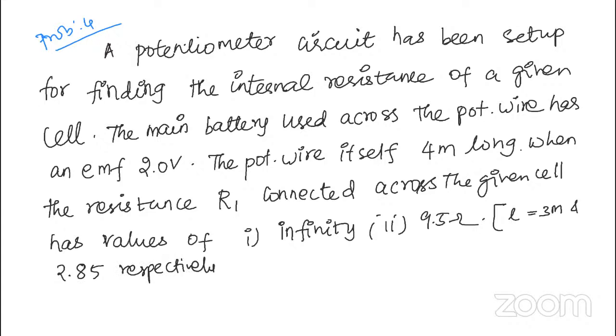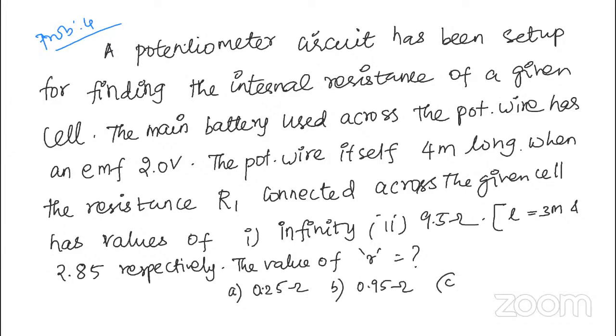Then we have to find the value of the internal resistance r. Here they have given the options: A is 0.25 ohm, B is 0.95 ohm, C is 0.5 ohm and D is 0.75 ohm. Okay, so this is the question.